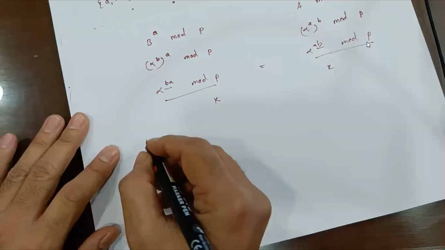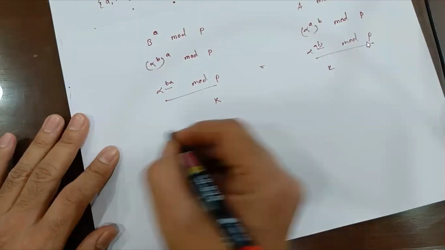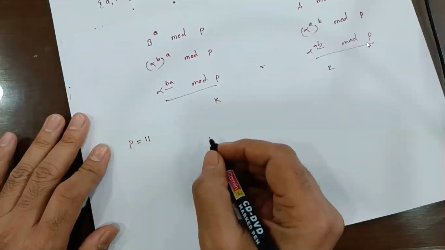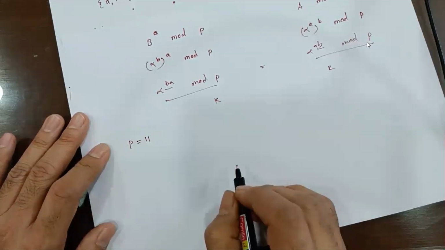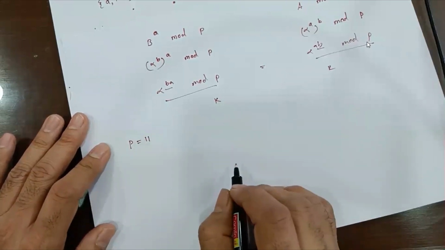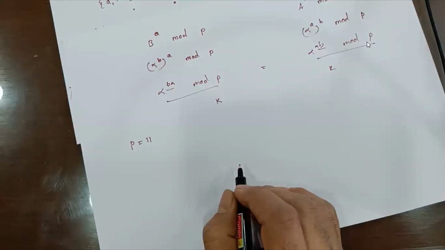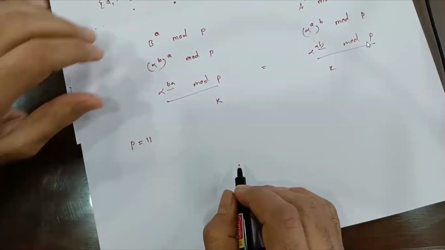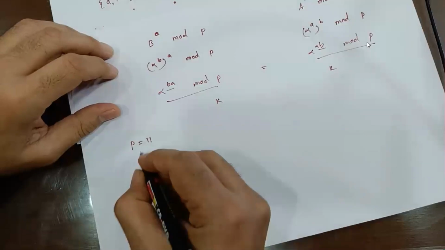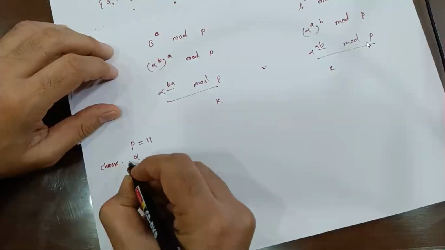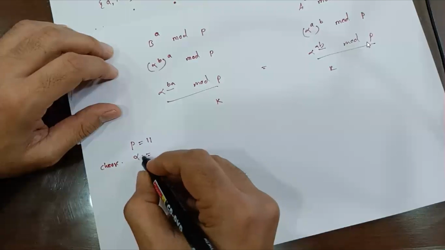Okay, let us see the example. Let me give you the value of P as 11. Okay, that's it. Only one value is given. Now I have told you that alpha is a primitive root of P. What does it mean? That you have to choose some value, choose alpha, such that it is a primitive root of 11.